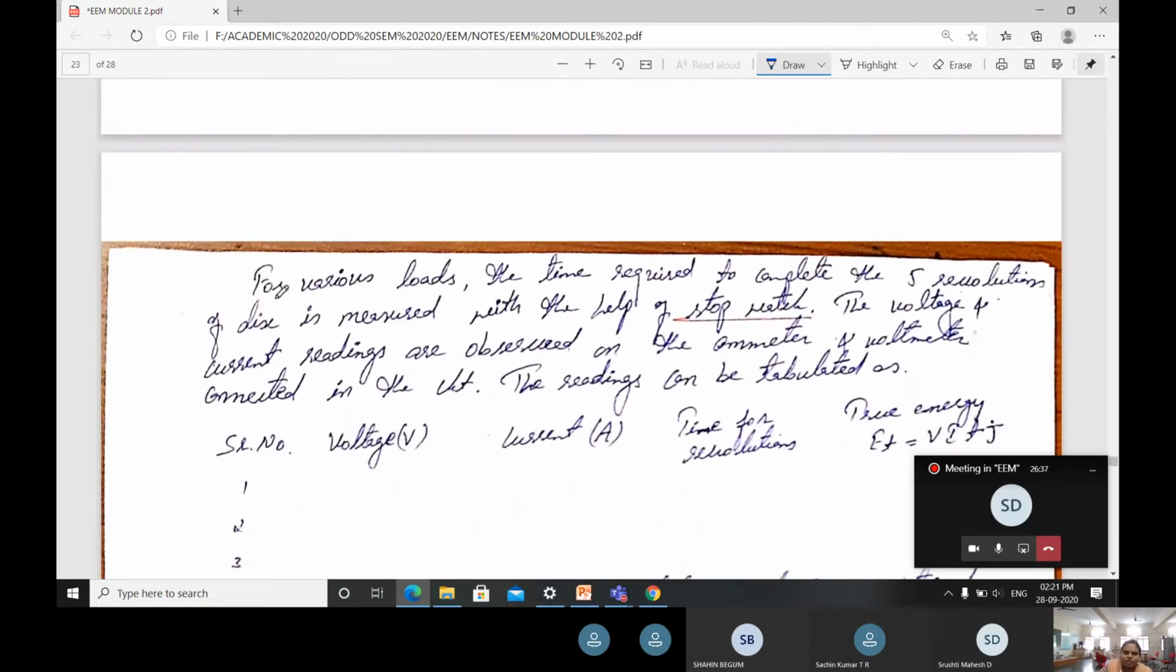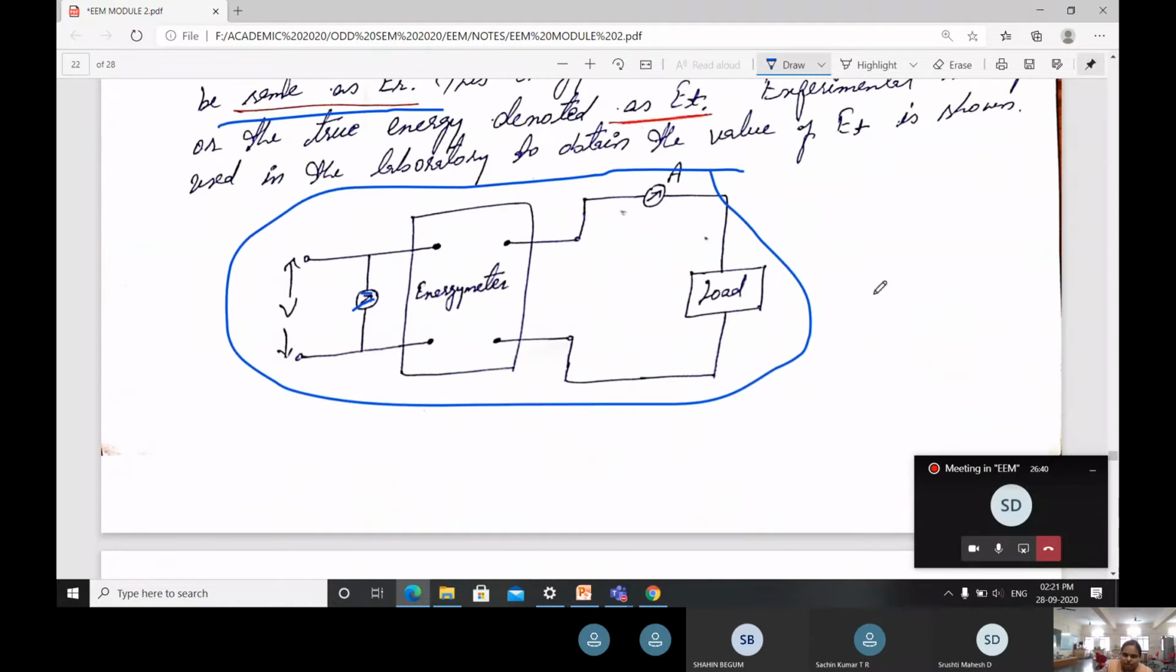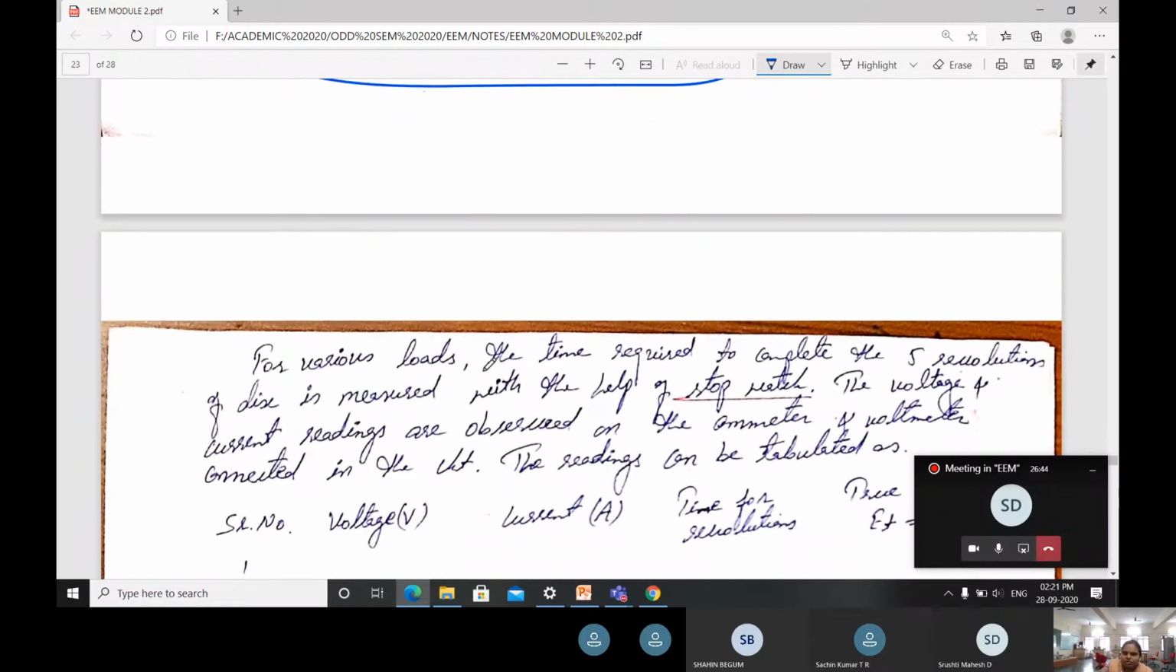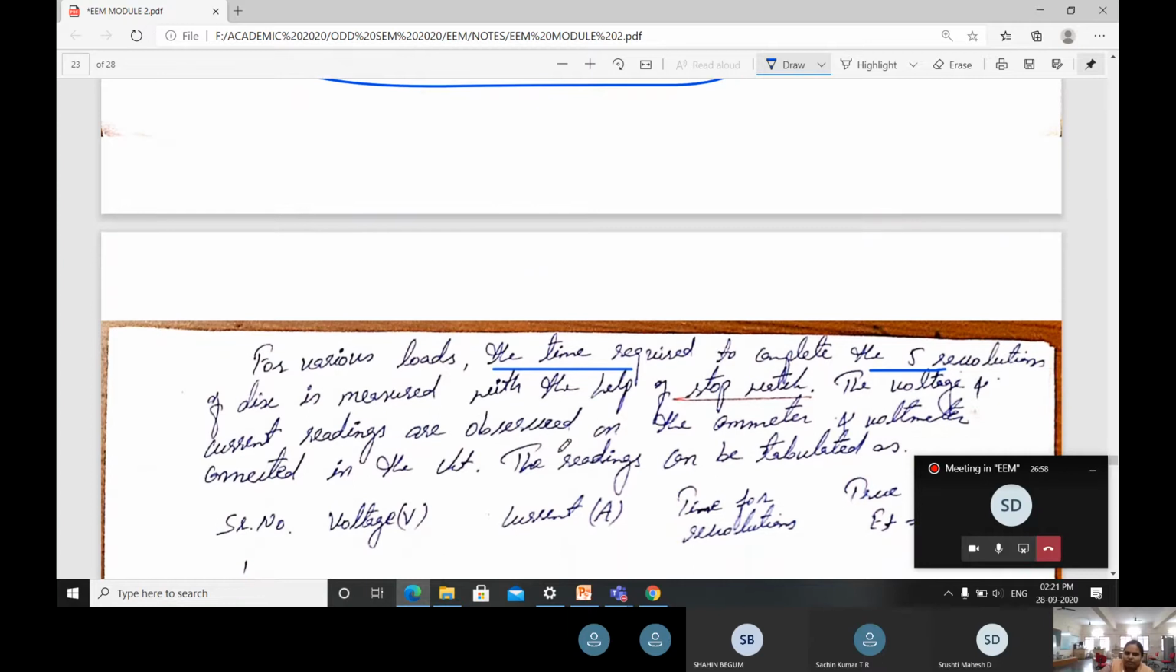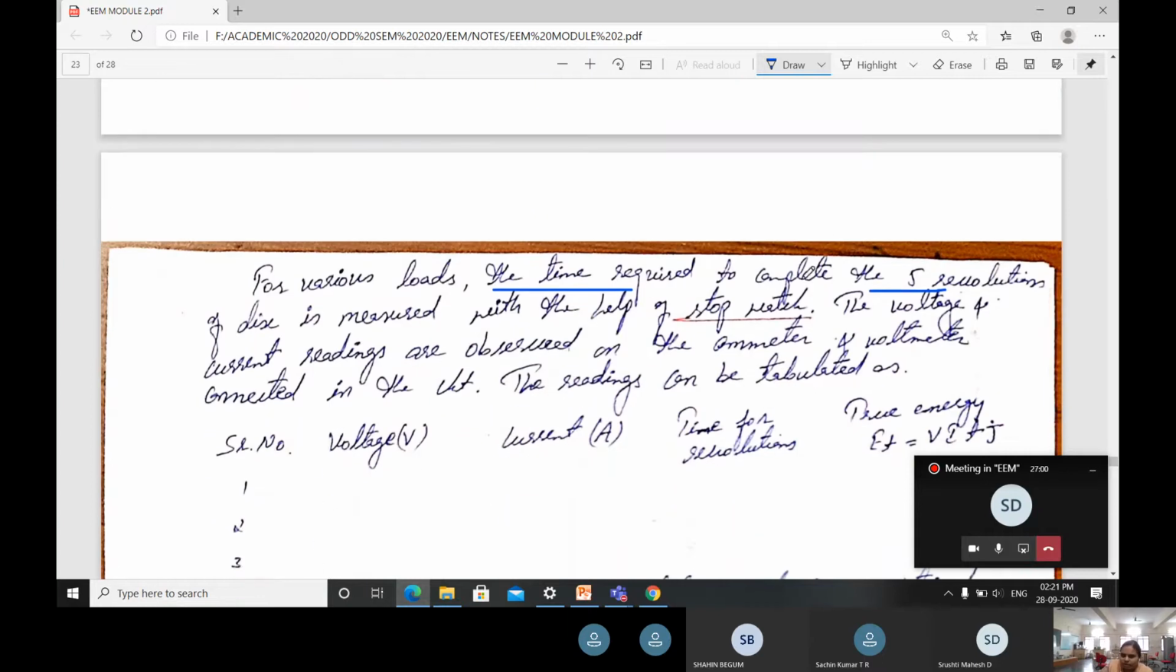Then for various loads, the loads are going to be changed. For various loads, we take the time required to complete 5 revolutions. First, I will apply the first load. Then I will check how many revolutions the disk makes. I will note the time using a stopwatch. The voltage and current are measured by the voltmeter and ammeter.